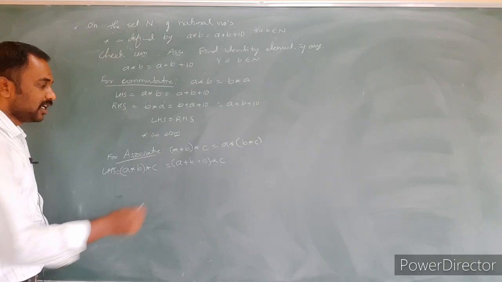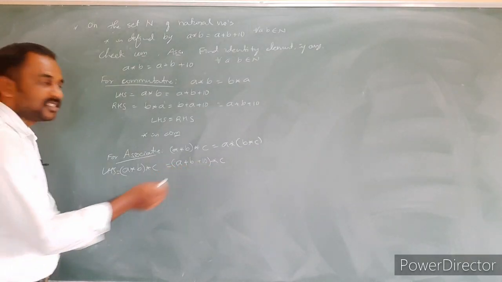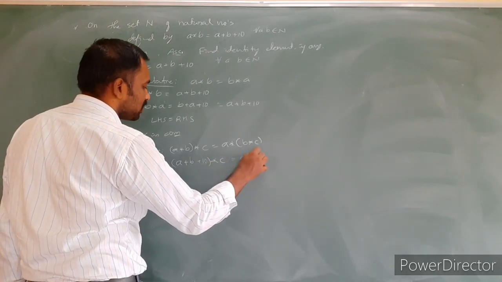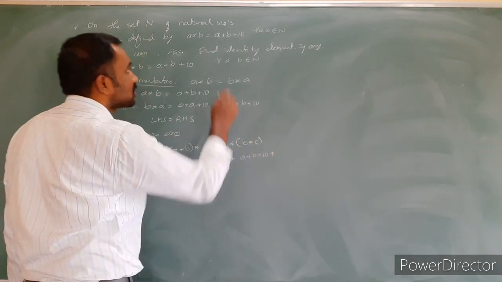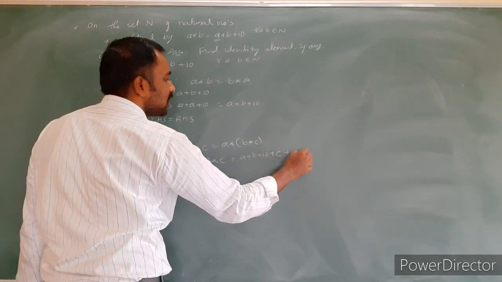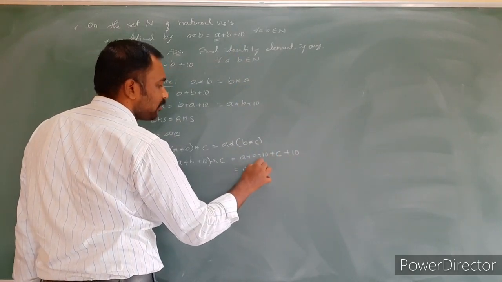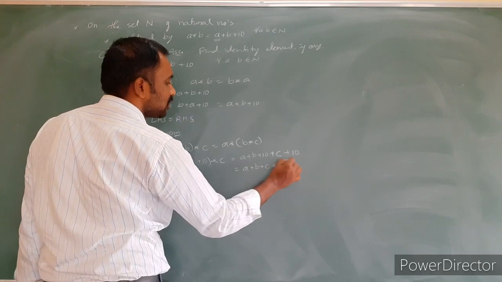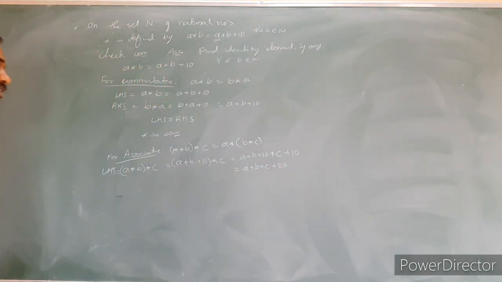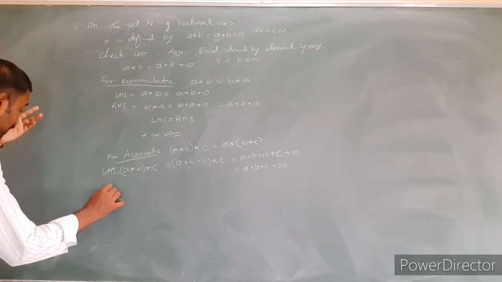Star C. Now its value is A, this is B. In place of A, replace this one. What is that? A plus B plus 10 plus, A value is over, plus B is nothing but C, plus 10. What do you write this one? A plus B plus C plus 20. Are you clear about this one? Just compare the position and replace it. We'll get the answer. Similarly, RHS.